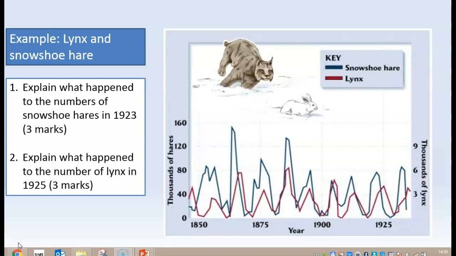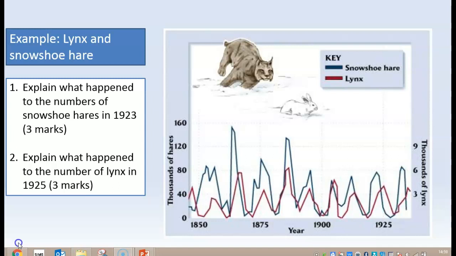So instead of reading to the left, what you would do is find your point on the graph and you would read along to the right-hand side to give the value of thousands of lynx. But we know there's always going to be a lower number of predators than there are prey.